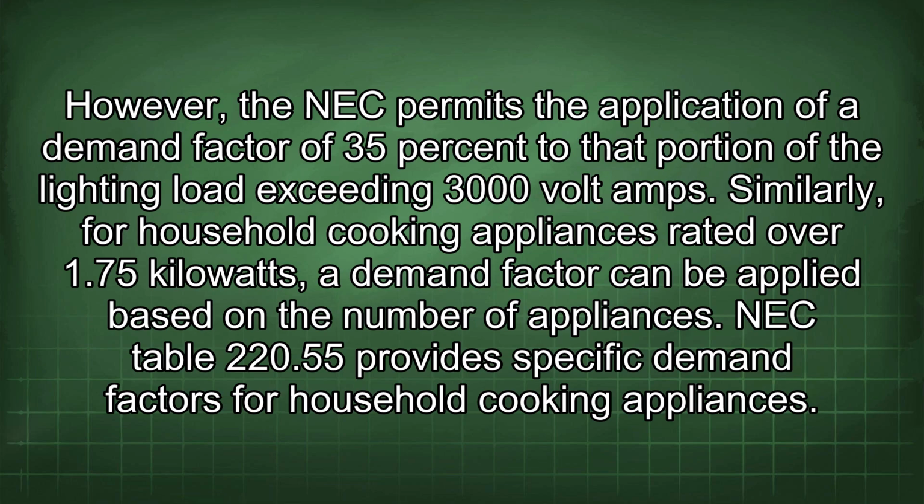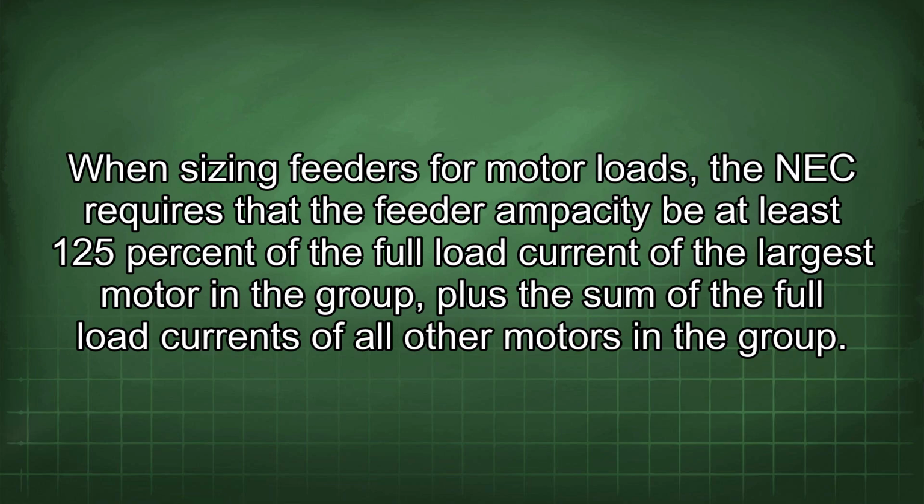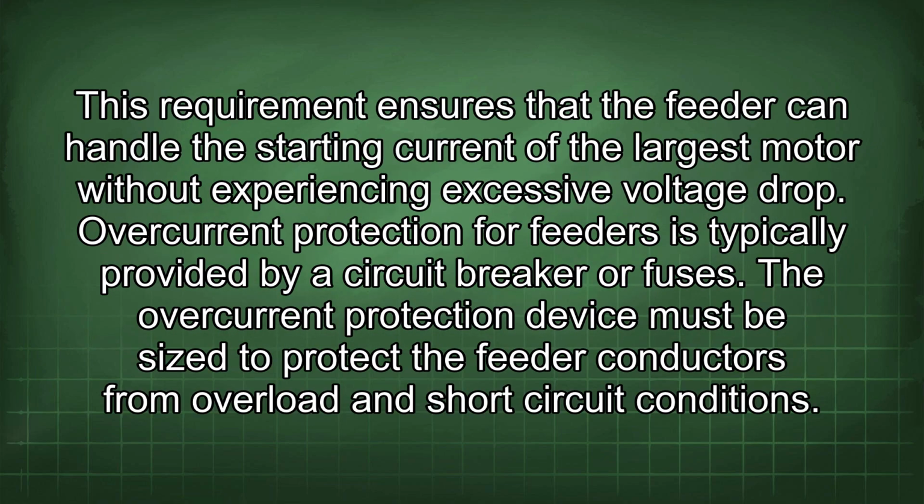NEC Table 220.55 provides specific demand factors for household cooking appliances. When sizing feeders for motor loads, the NEC requires that the feeder ampacity be at least 125% of the full load current of the largest motor in the group, plus the sum of the full load currents of all other motors in the group. This requirement ensures that the feeder can handle the starting current of the largest motor without experiencing excessive voltage drop. Overcurrent protection for feeders is typically provided by a circuit breaker or fuses.